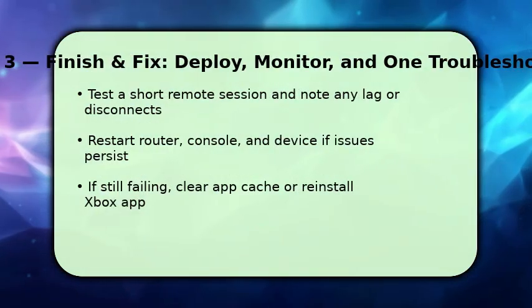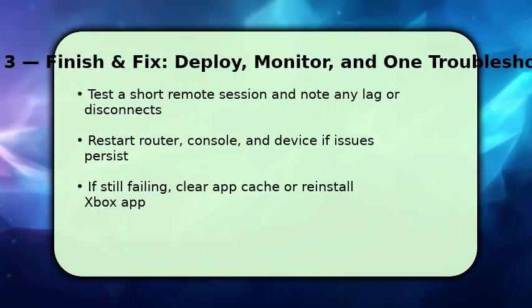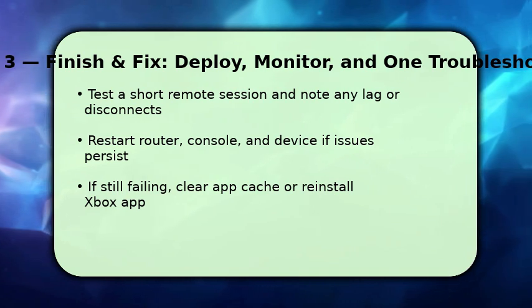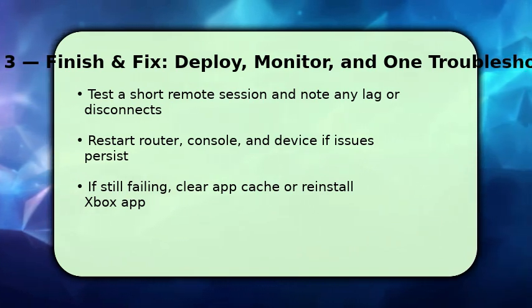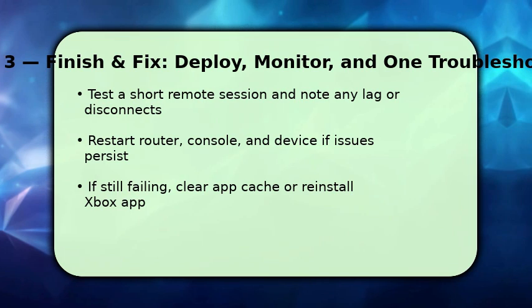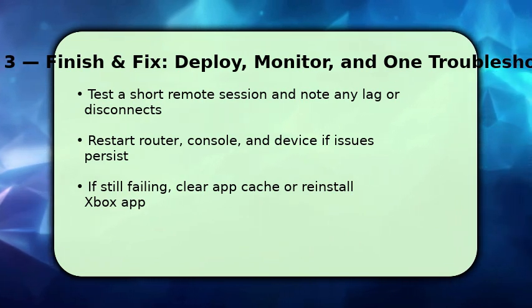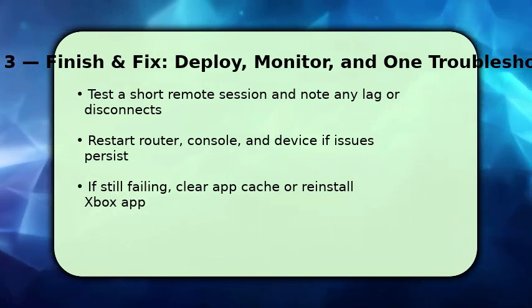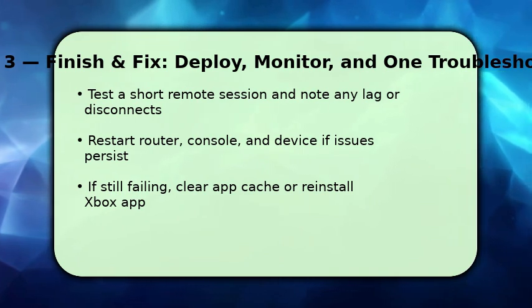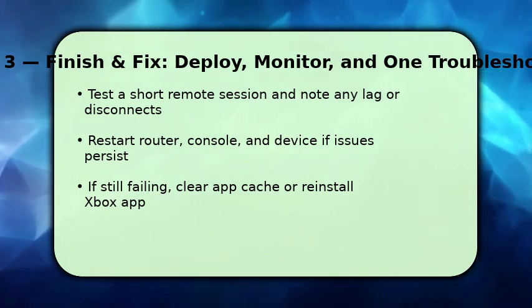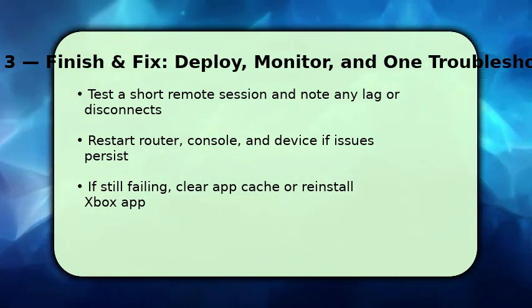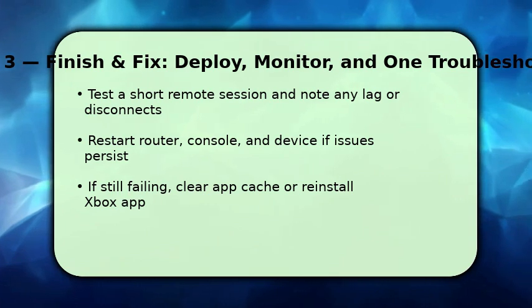Finish by testing a short remote session, then observe latency, frame drops, or disconnects so you know what to fix. If you see problems, restart your router, then power cycle the console and the device running the app. This often clears transient network errors. Once restarted, if issues persist, clear the Xbox app cache or reinstall the app to remove corrupted settings.